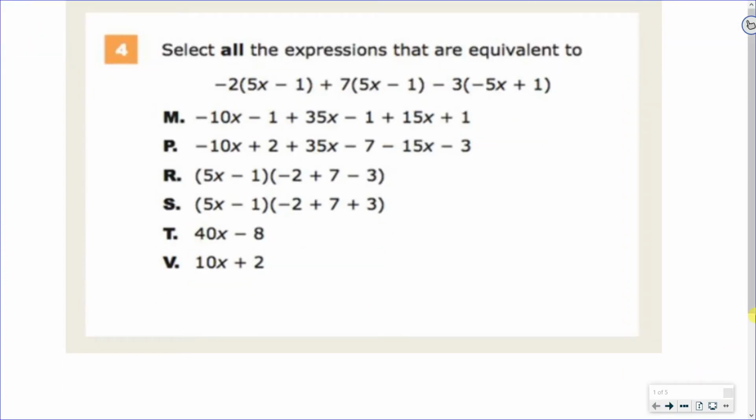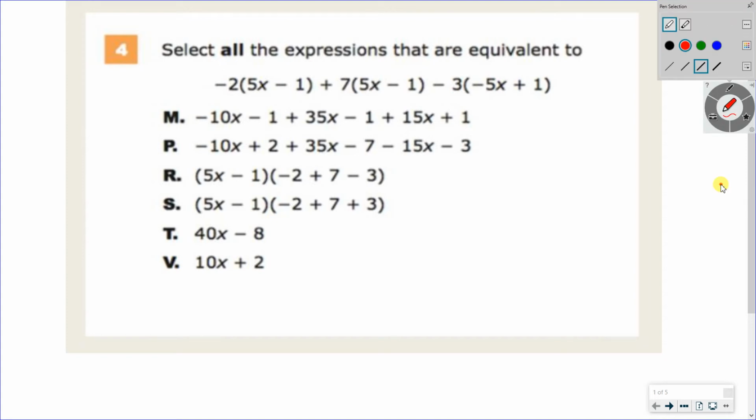All right, so this was a problem we didn't get a chance to touch on today because we had our quiz. For number 4, it says, select all the expressions that are equivalent to negative 2 times (5x minus 1) plus 7 times (5x minus 1) minus 3 times (negative 5x plus 1). So what we have here is 3 separate individual terms. We need to work these out and solve each individual term and then combine at the end.